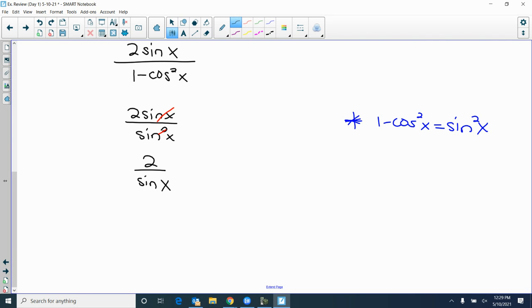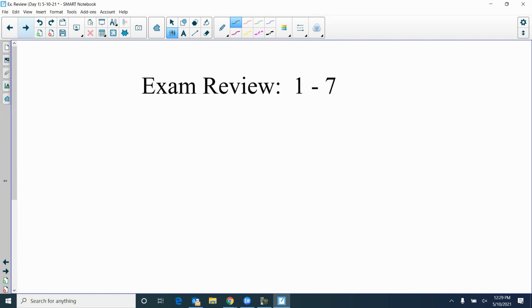Okay. So just remember your identity rules. You're allowed to write the right-hand side down on the sheet of paper to use. That'll help you. But just understand a little bit of your identity properties.